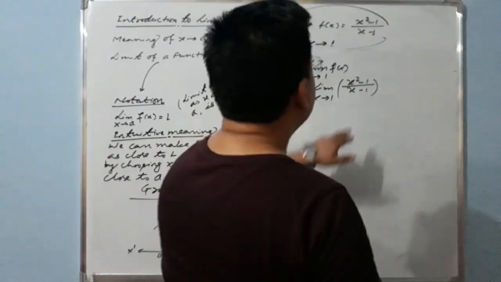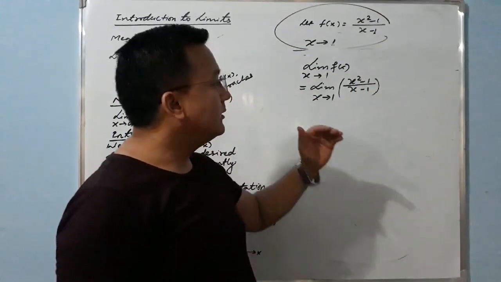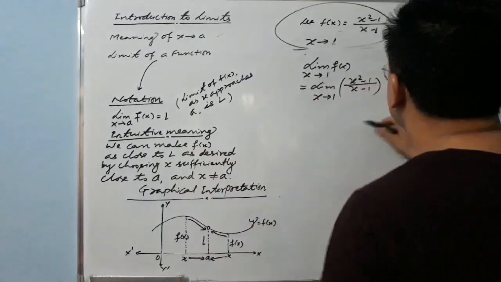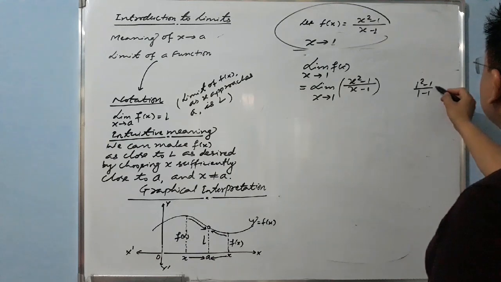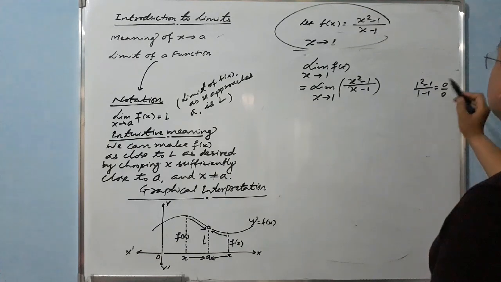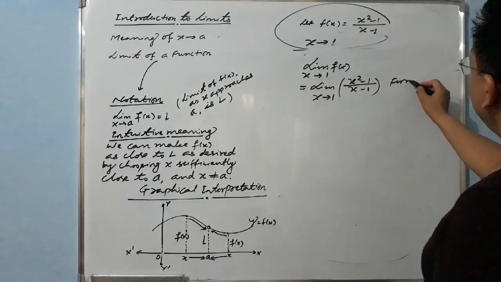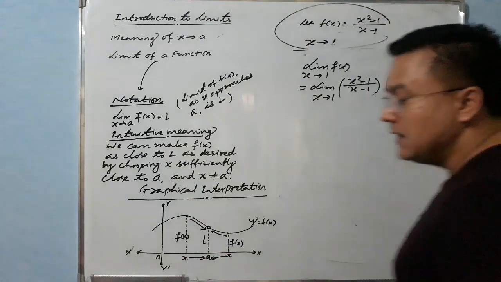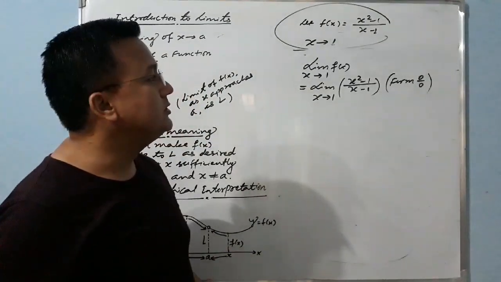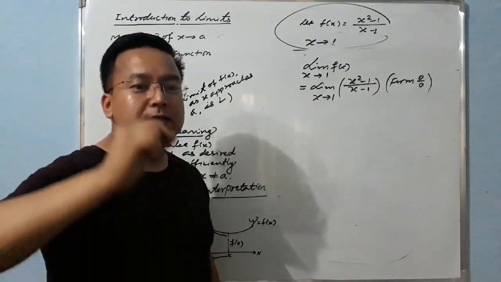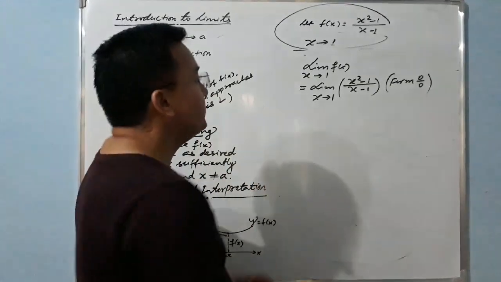Now see everybody, here (x² − 1)/(x − 1). Firstly, if you put x = 1, as we already tested, you get (1 − 1)/(1 − 1) = 0/0, so this is an indeterminate form, 0 upon 0. While finding the limit of a function, if you get 0/0, this tells you to simplify the function here.